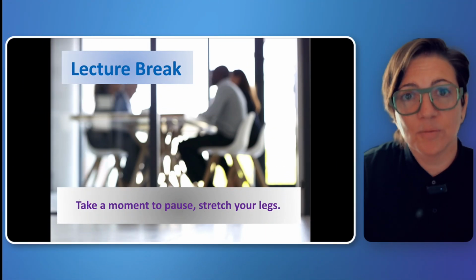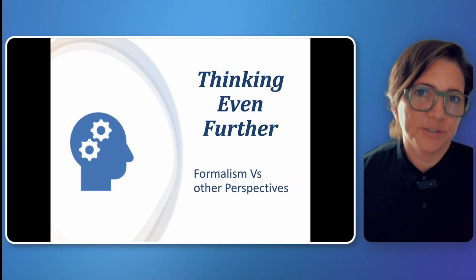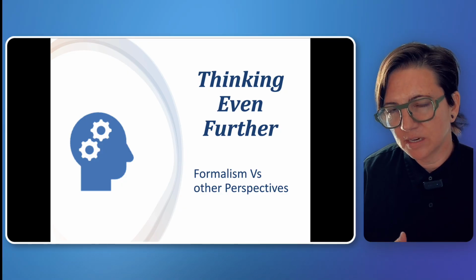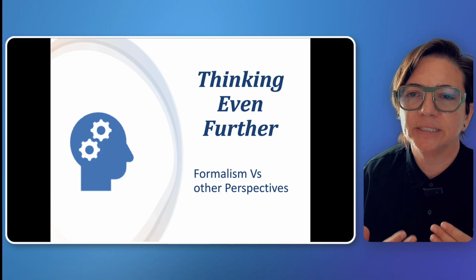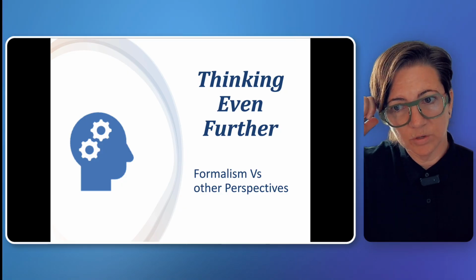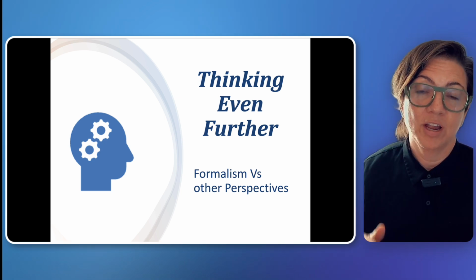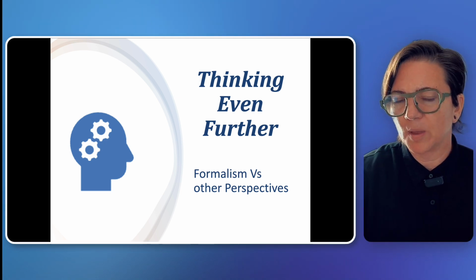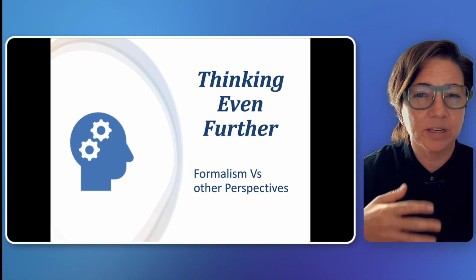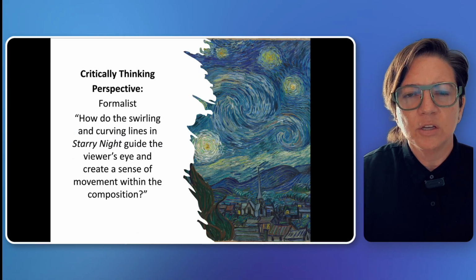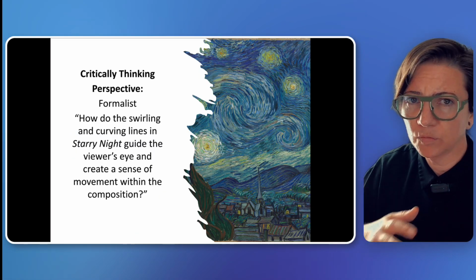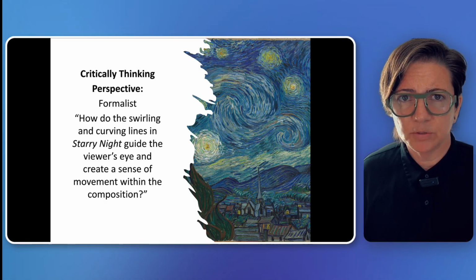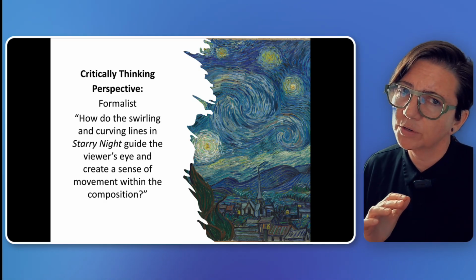All right, so we're back from our break. What I want to do is take a second and connect some of the dots a little bit deeper. So here's what we're going to do. We're going to think even further. We're going to look at formalism and compare that to other perspectives. That'll help to connect some of the dots. So we're going to go back over many of the pieces that we went to, and we're going to look at different critical thinking perspectives.